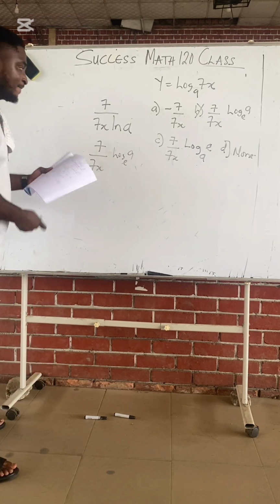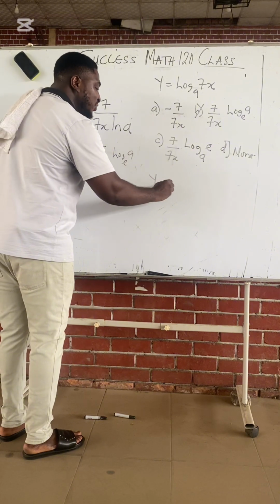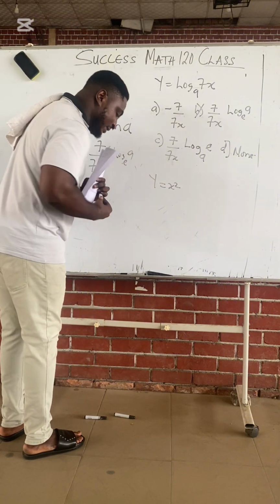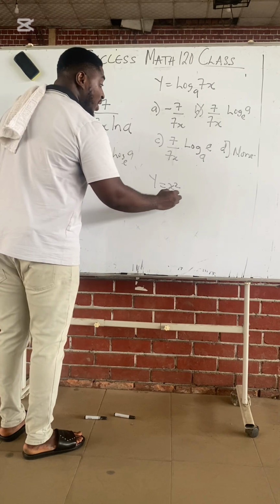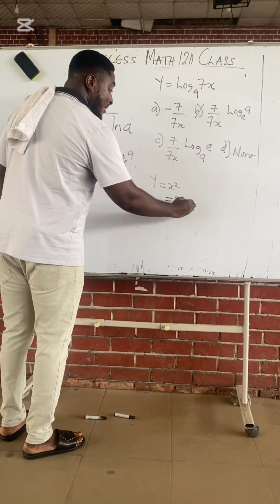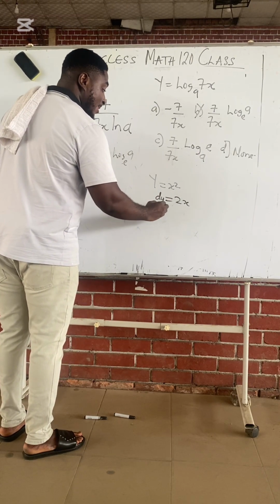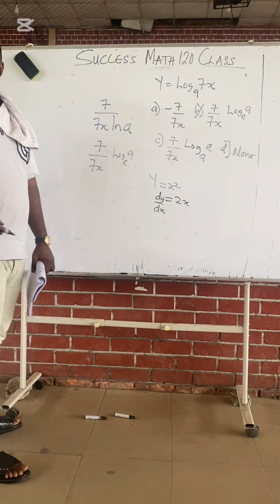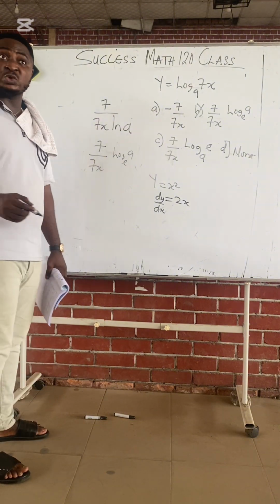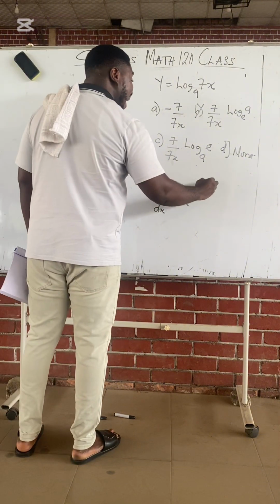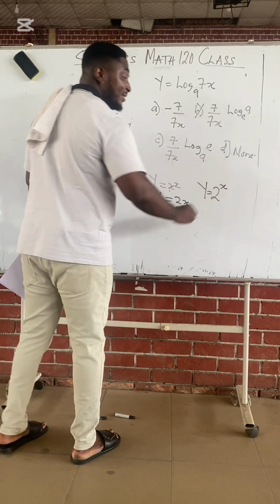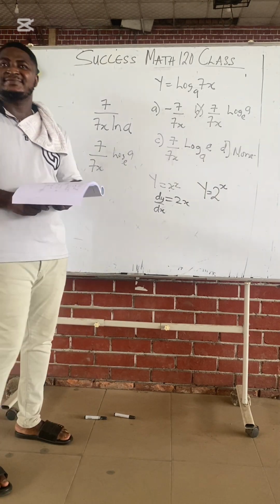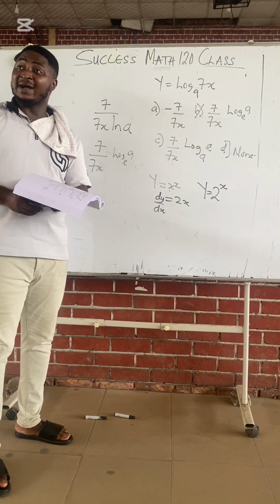Follow me. Class, if they say differentiate y equals x squared, what is your answer? Is it not 2x? The dy/dx is 2x, right? Yes. Differentiate y equals x squared, your answer is 2x. Now differentiate y, let 2 come down, let x go up. y equals 2 raised to x.